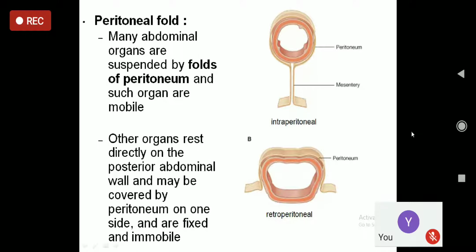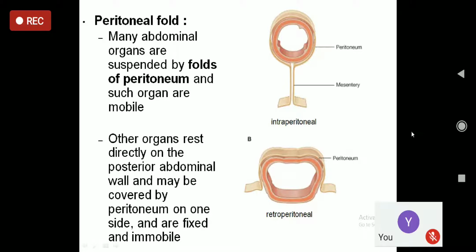The other organs rest directly on the posterior abdominal wall and may be covered by the peritoneum on one side, and are fixed or immobile. These structures or organs are known as retroperitoneal. For example, the majority of the duodenum, the second, third and fourth parts, the pancreas, and again the kidney, they are the retroperitoneal structures.